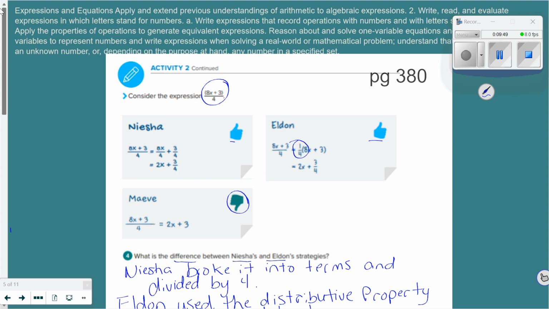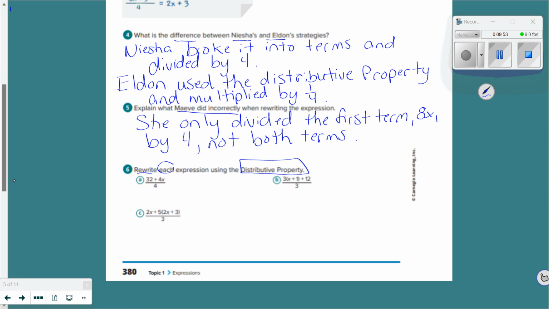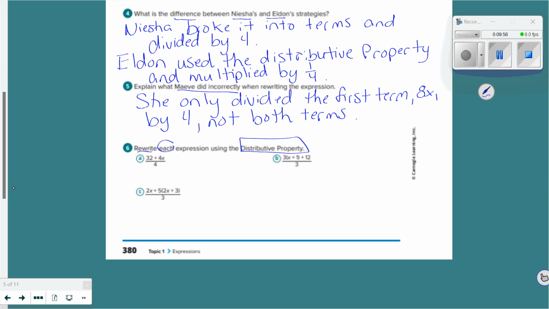Okay, how many were able to do number 6? Okay, only a few of you. So I'm going to do part A, because hopefully all of you got the A, but that should also help you on the next part. So if we use distributive property, what I need to do is figure out what factor is going to go into both of them, correct? So if I have 32 and 4x, what's going to go into both of those? Well, 4. So I can rewrite that as 4 times the quantity.